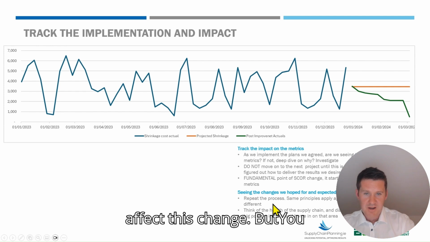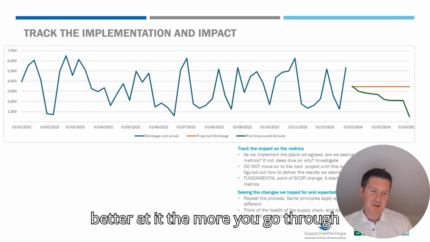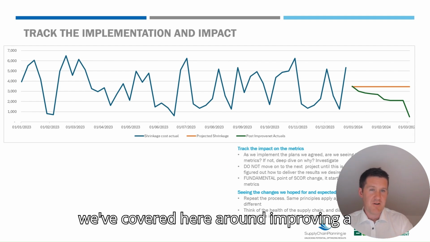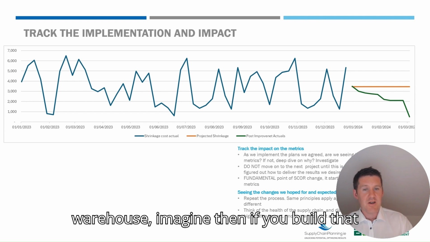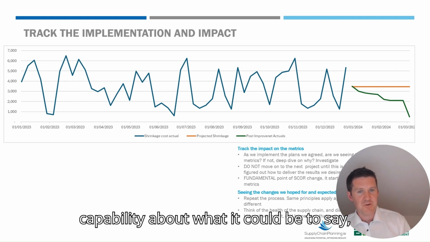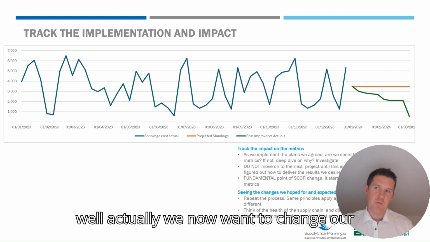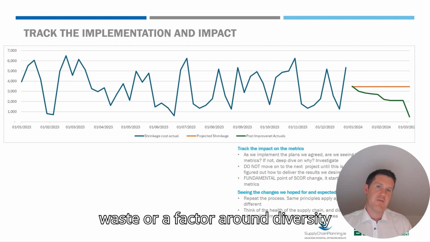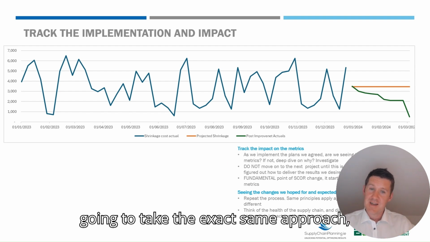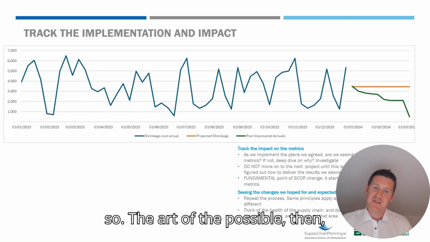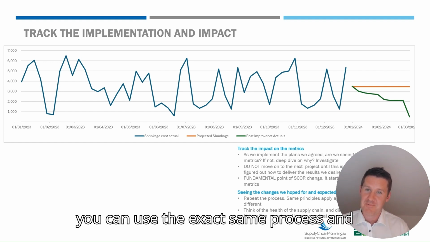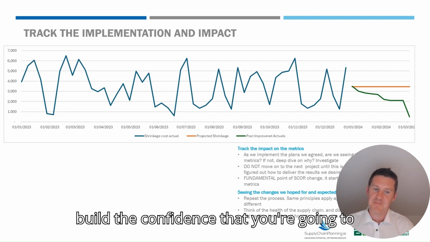But you get quicker over time at it, you get better at it the more you go through this. And if you think about what we've covered here around improving a part of a supply chain, a warehouse, imagine if you build that capability and then say, actually, we now want to change our environmental impact and the level of waste, or a factor around diversity and inclusion, for example. And we say we're going to take the exact same approach. So the art of the possible becomes quite compelling, about how you can use the exact same process and build the confidence that you're going to get there.